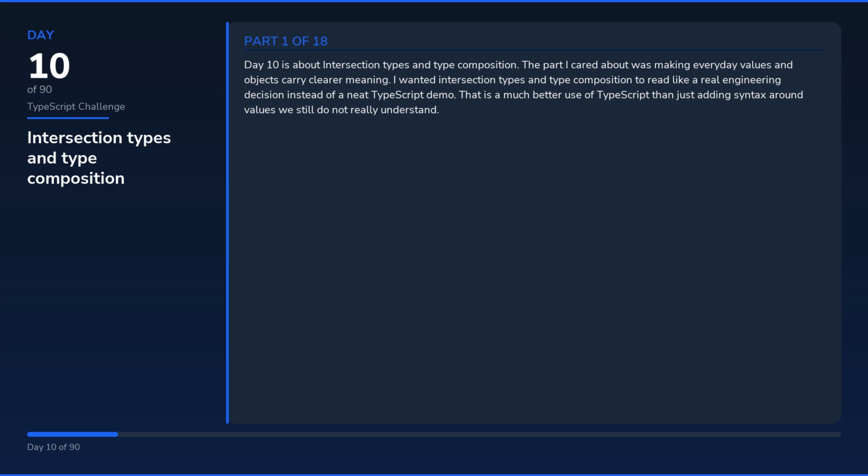Day 10 is about intersection types and type composition. The part 1 cared about was making everyday values and objects carry clearer meaning. I wanted intersection types and type composition to read like a real engineering decision instead of a neat TypeScript demo. That is a much better use of TypeScript than just adding syntax around values we still do not really understand.